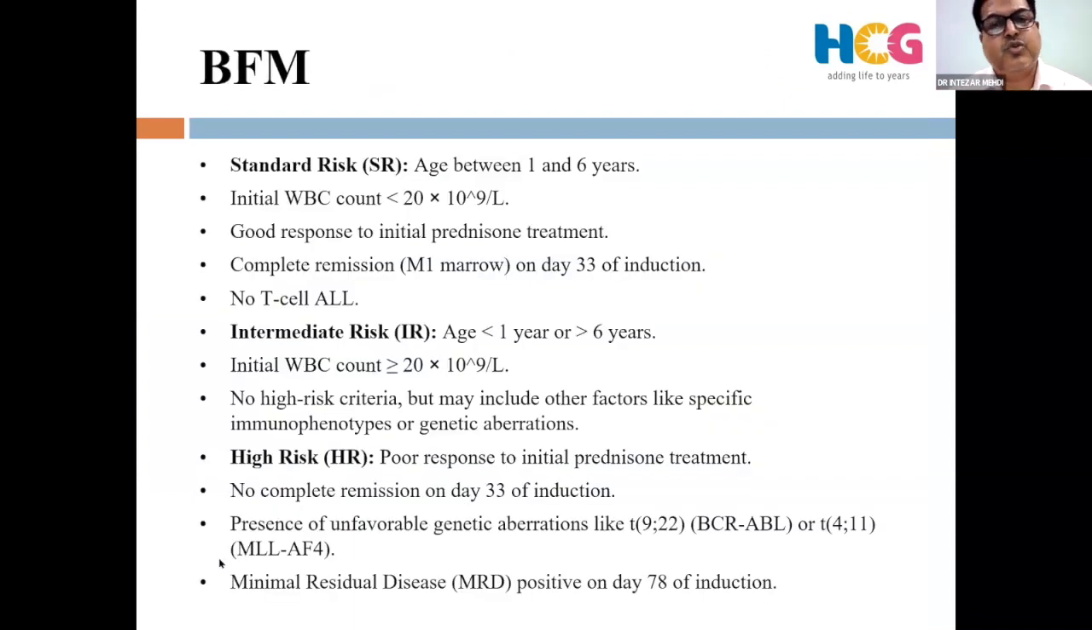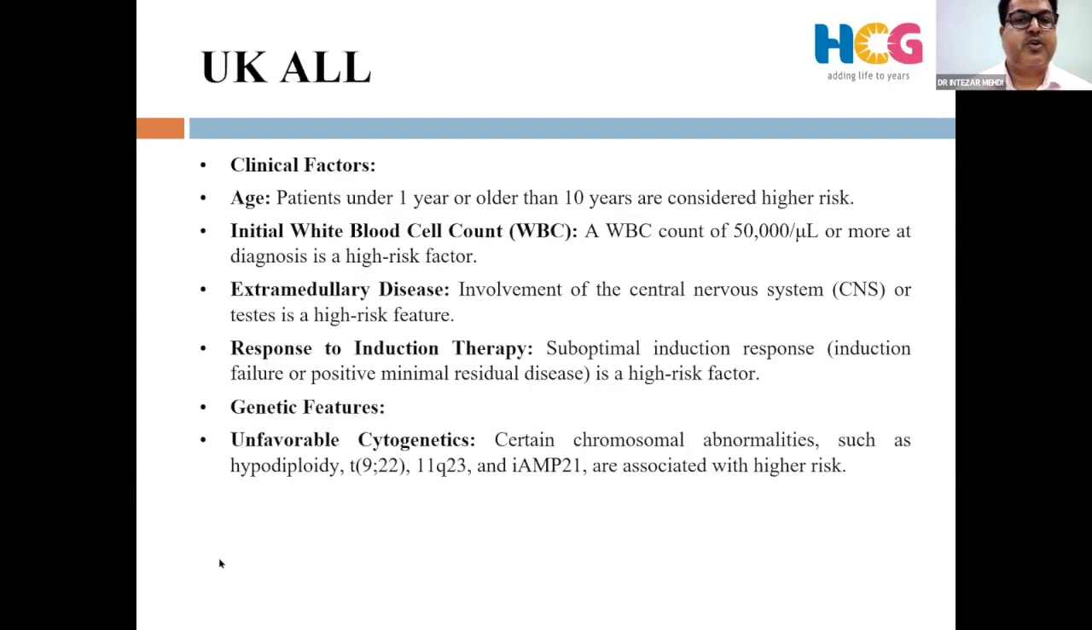But if you look at the BFM group, their cutoff is age between 1 to 6 years and WBC count is 20. They also emphasize good prednisolone response, and all T cell ALLs go into the high risk arm, and they are not treated on the standard risk arm, obviously. And then you have unfavorable cytogenetics and other things getting incorporated.